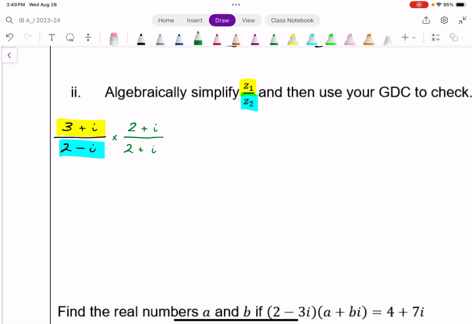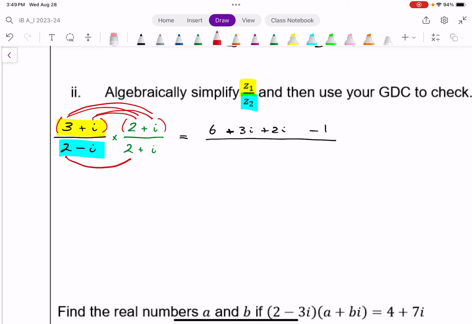That's it. If I look at my numerator, I can just distribute these two binomials. And so I get 3 times 2, that's just 6. I get 3 times i, which is 3i. I get i times 2, which is 2i. And I get i times i, which we saw before is -1. In my denominator, I could do that.